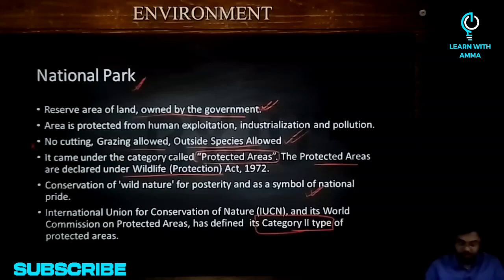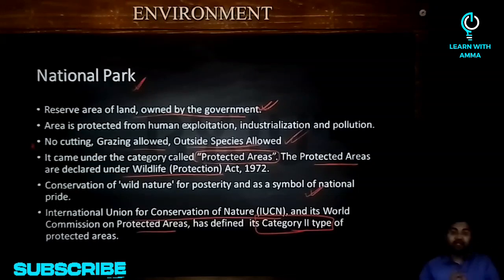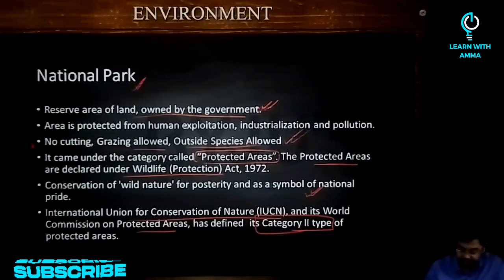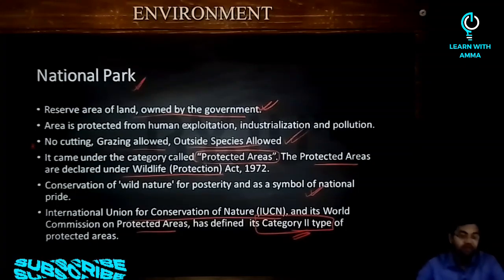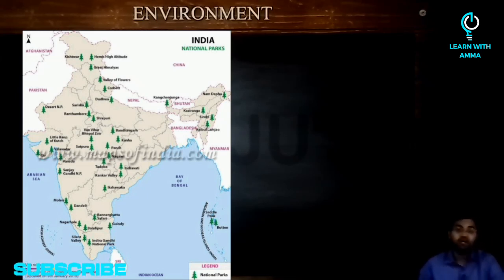This is the most important part. And then finally, the categorization which is done by IUCN as a part of protected areas, it is category 2 type of protected area. So if you look at the important national parks that we have in India, these are some of the ones, but again the numbers that we talk of are very, very high, and that's why there is no need to know each and every one of them. Only the ones that have been in news are the ones which you need to discuss.